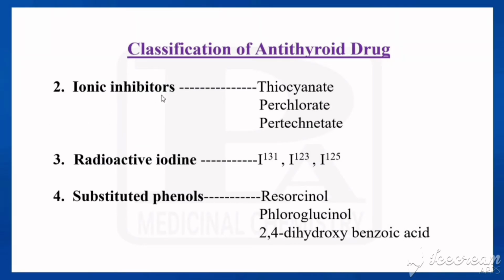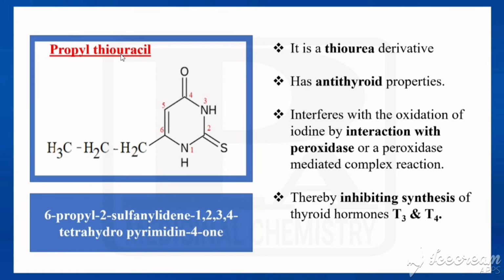Second type is ionic inhibitors. Examples are thiocyanate, perchlorate, pertechnetate. Already we have seen these 2 names in step 1 of biosynthesis of thyroid hormones. So what is the action of these ionic inhibitors? They can prevent step 1. And what are the examples for radioactive iodines? Iodine 131, iodine 123, iodine 125. The fourth one is substituted phenols. Examples are resorcinol, phloroglucinol, 2,4-dihydroxybenzoic acid.